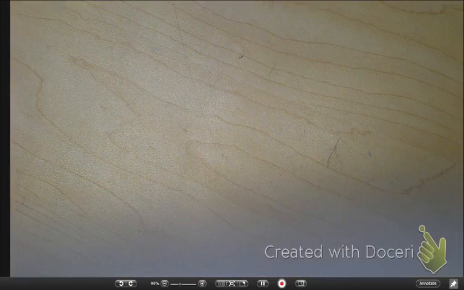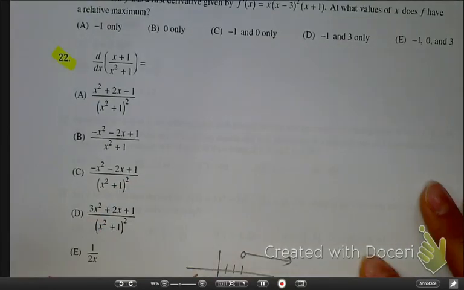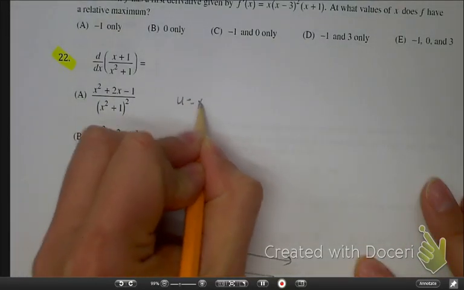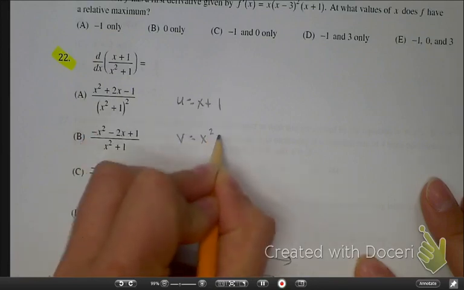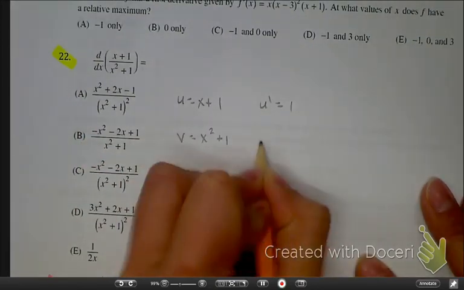Number 22. 22 is a quotient rule problem. The top is x plus 1. The bottom is x squared plus 1. U prime is 1. V prime is 2x.